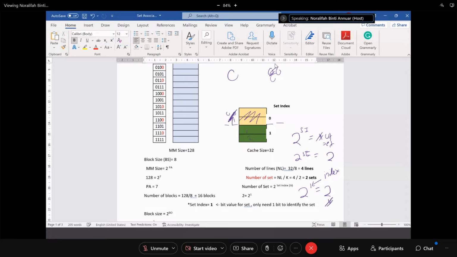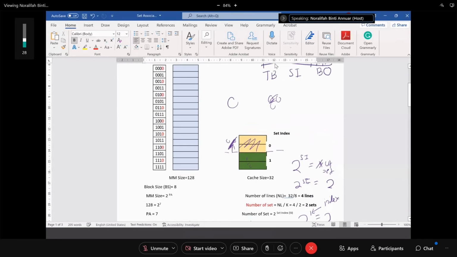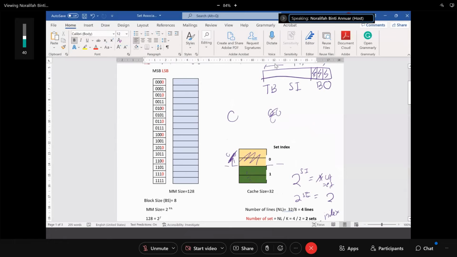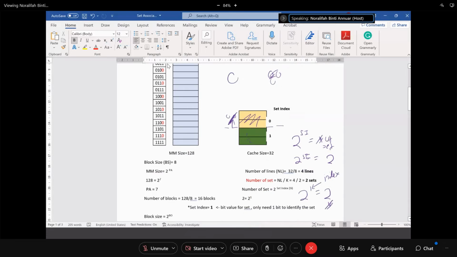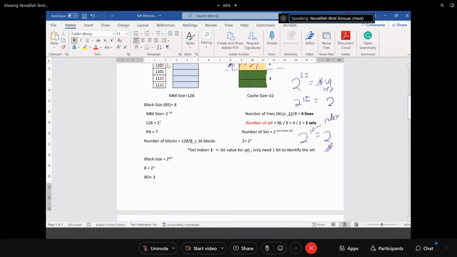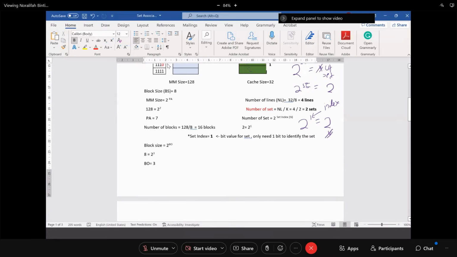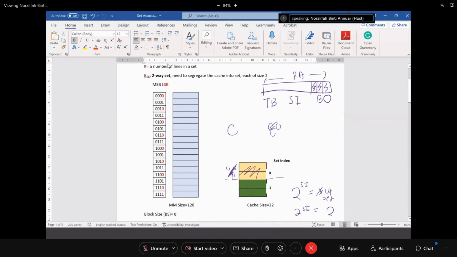How you want to map between block memory dengan cache? Cara dia sama dengan direct mapping. Sebab tu dia kata it's a combination of direct and associative. Kalau 4 bit kan, how to get 4 bits? 2 to the power of bits gives the number of blocks. So, it is 4 bits with 16 combinations, starting with 0.